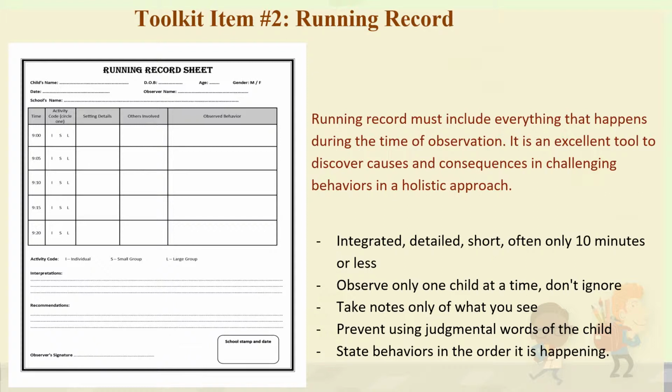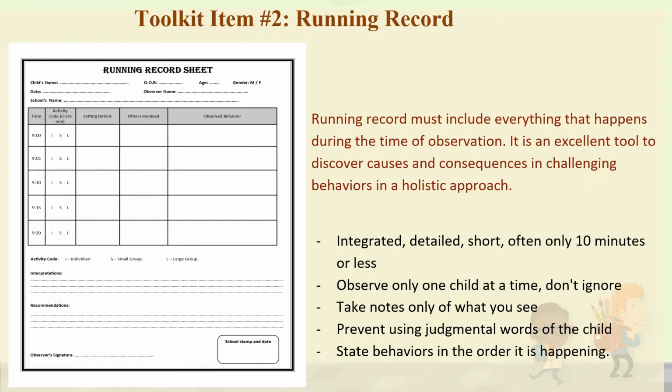For the activity code, you would circle one of the following: I for individual, whether you observe the child individually while this is taking place, or S if the incident happened in a small group, or L for a large group. The setting detail is the content of the activity and resources provided while the incident occurred, whether they were fighting for a particular toy or a particular item. Then the others involved and the observed behavior, the behavior that the child portrayed while the incident was taking place.